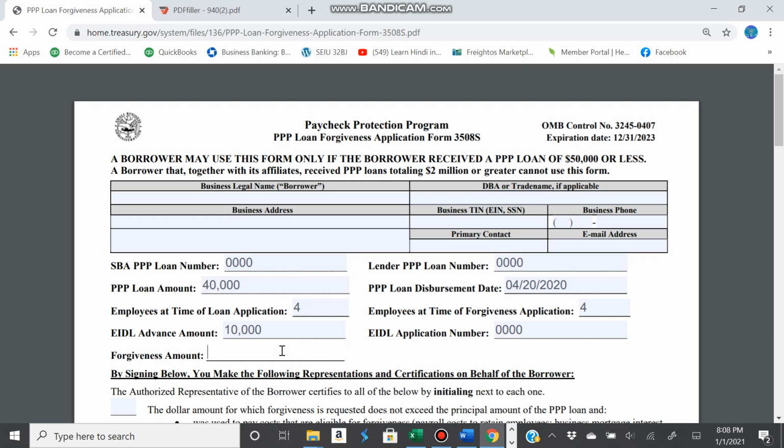Forgiveness amount. A little maths is required here, but guys, it's not rocket science, so we all could do it.